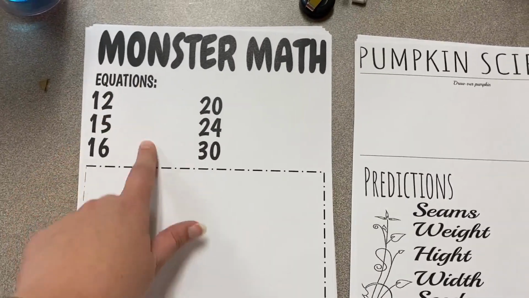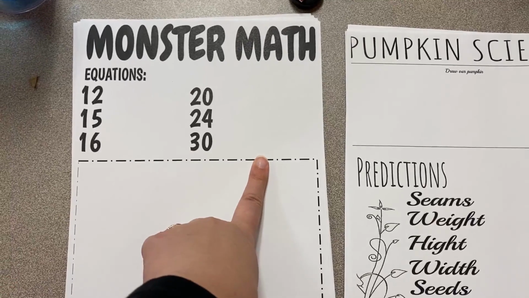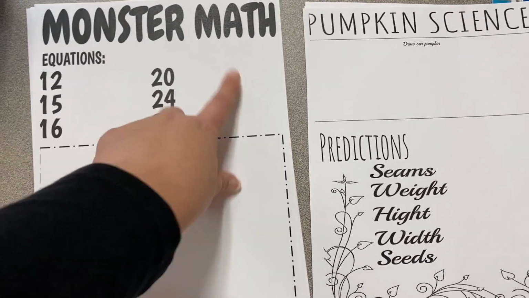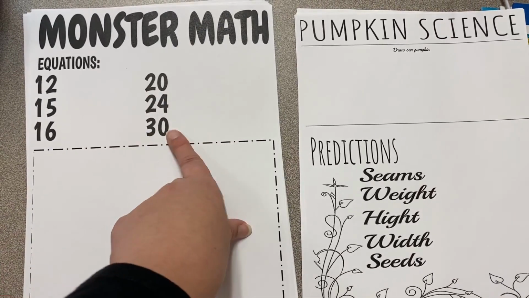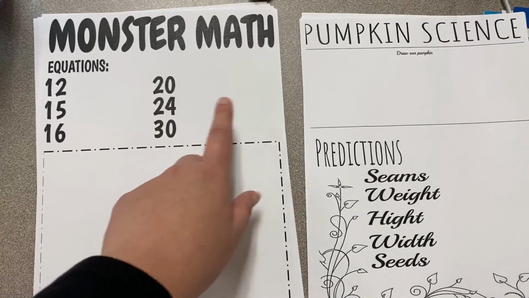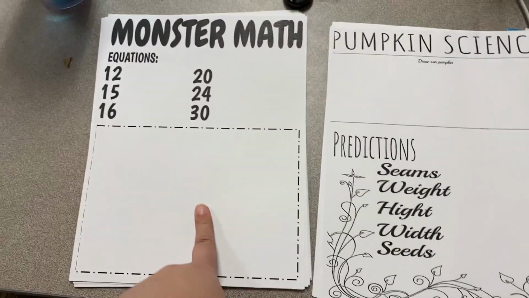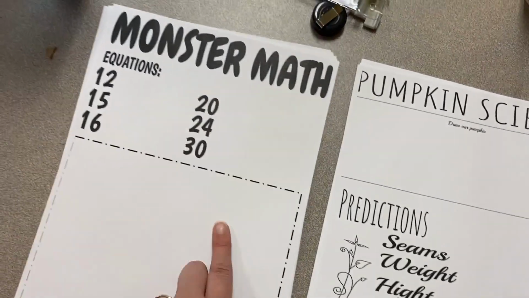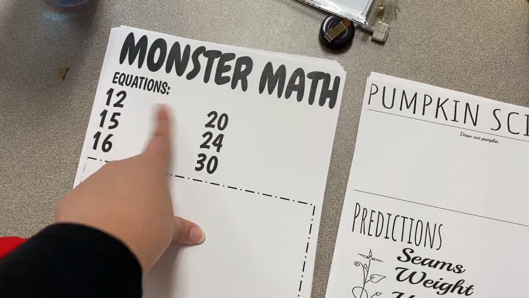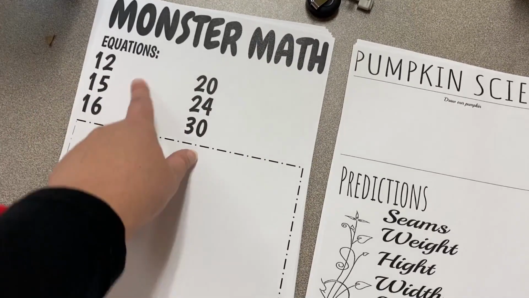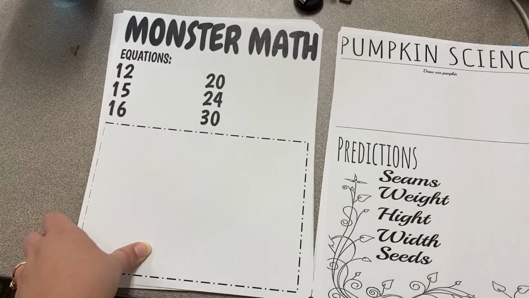And then each of the equations is a different part of the monster, like how many arms, eyes, if it's scary or happy, how many legs, and then if it has a tail or horns. You have tail or horns. So those are all of the things on there, and I did it in student teaching, but we did addition to equal a sum, and the kids really liked it, so I just changed it to multiplication for 3rd grade.